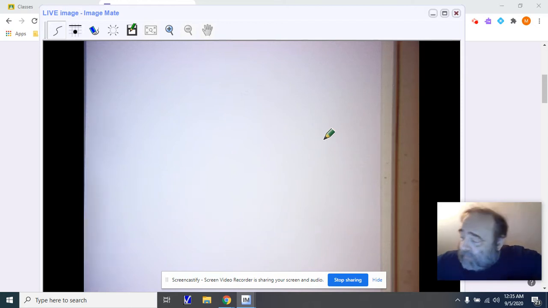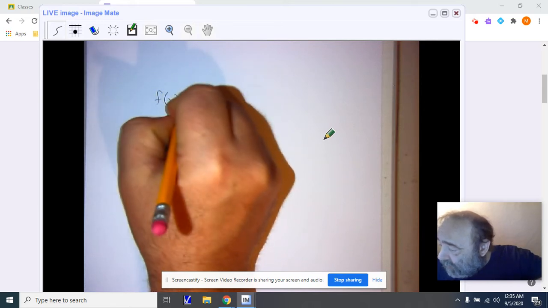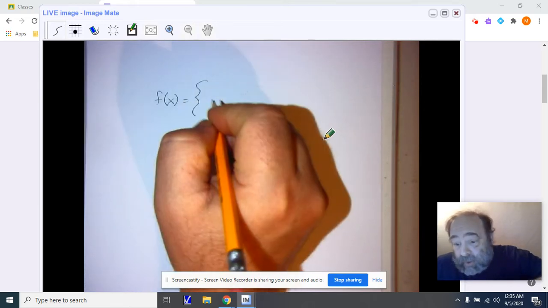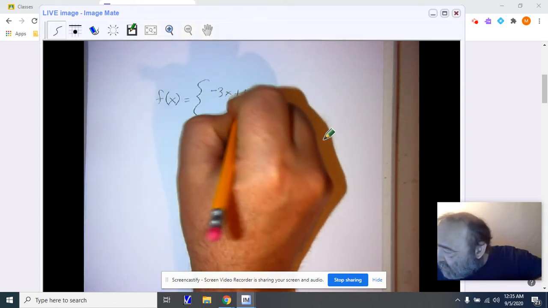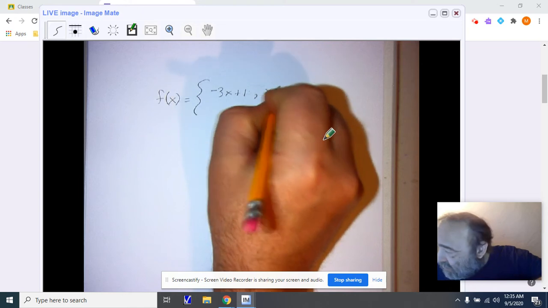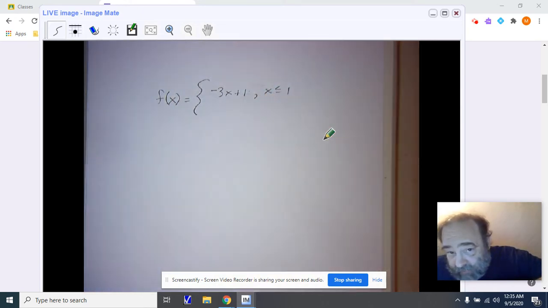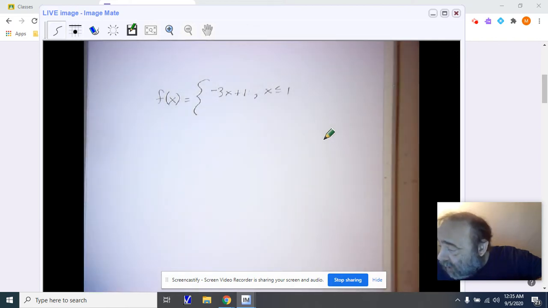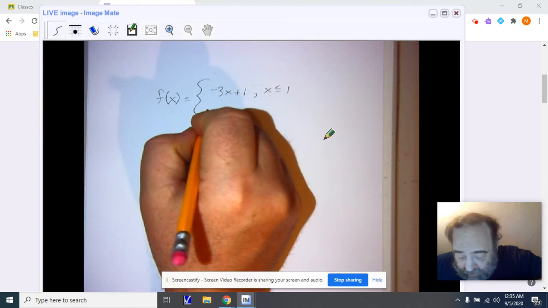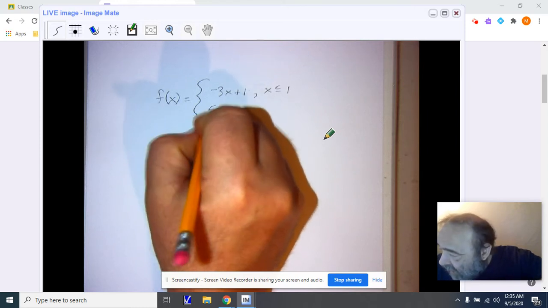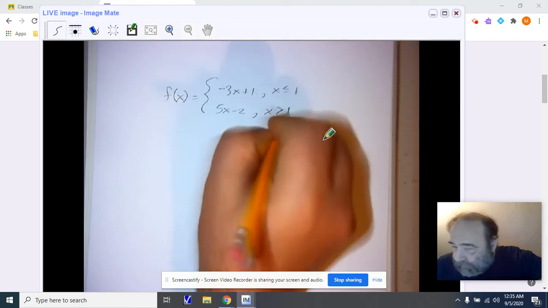So when we start off, the first thing you have to understand is a piecewise function is simply a function divided up into multiple parts. So if I have a function such as this, and I have a domain statement that says that that first piece, negative 3x plus 1, is for all x values less than or equal to 1. Then I have a second equation that is 5x minus 2, where x is greater than 1.